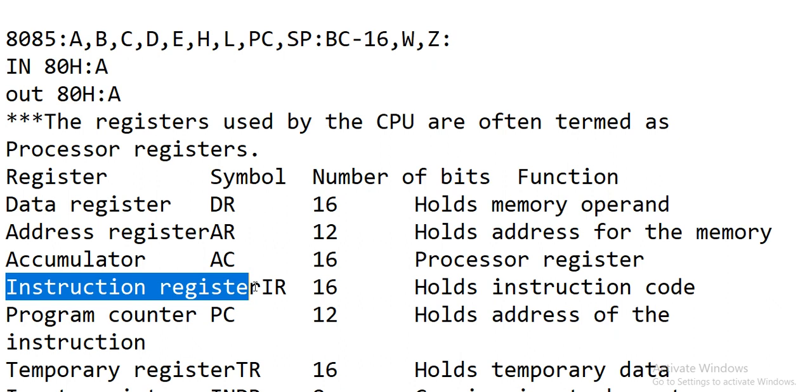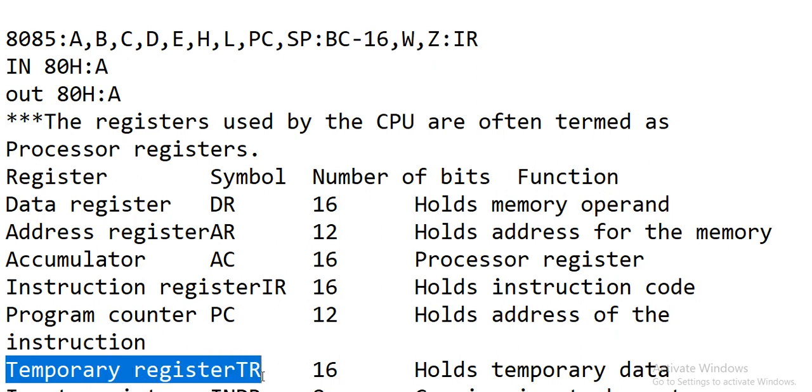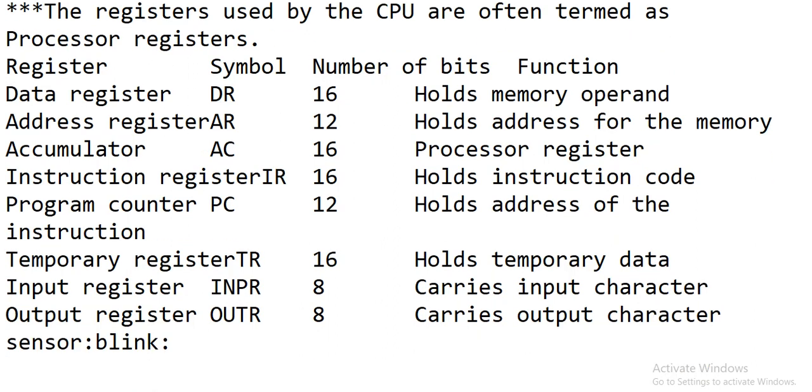Instruction register: this is also inside the processor, and it holds the opcode, or we can say the instruction code. So in the processor we also have an instruction register, but we do not use it in programming. This is internal processing of the processor. Next is the program counter, which stores the address of the next instruction to be executed. Then the temporary register, here W and Z, which is not accessible by the programmer. That is called the TR, temporary register.